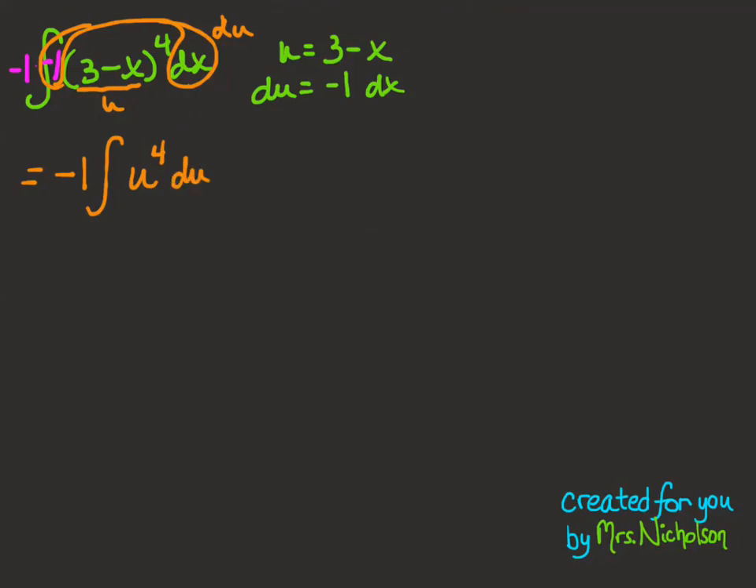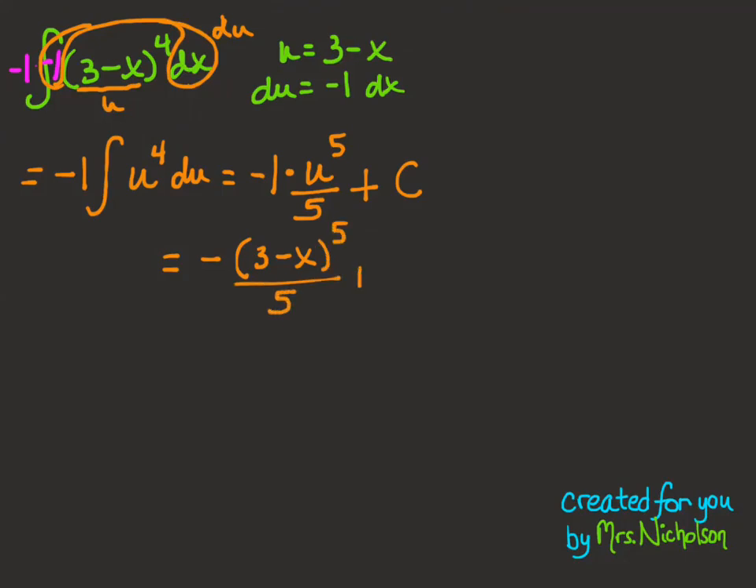So I'm ready to rewrite this integral as -1 times the integral of u to the 4th du. So now that matches one of my integral rules. We can do this integral. The -1 stays, times, and the rule is our x to the n rule, which is the integral of x to the n is equal to x to the n plus 1 over n plus 1. In this case, u to the 5th over 5, and then this is an indefinite integral, so of course we're going to put plus c on the end. Finally, we need to substitute back in for u, so I have -(3 minus x) to the 5th over 5 plus c, and that's our final answer.